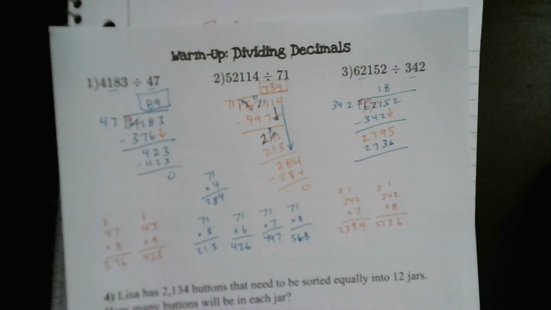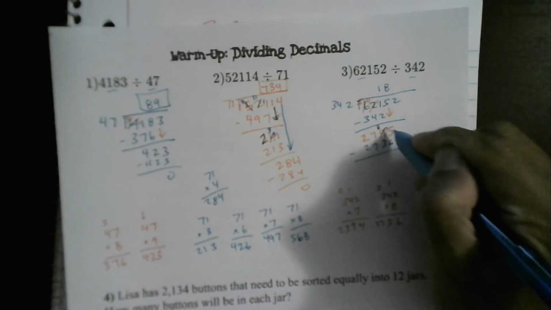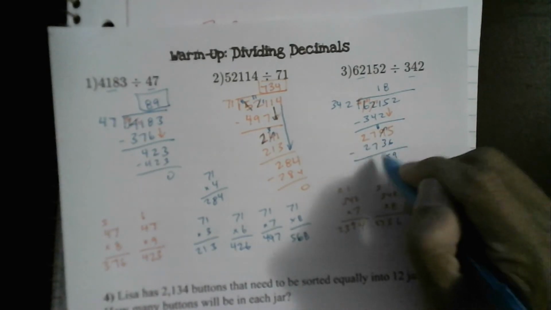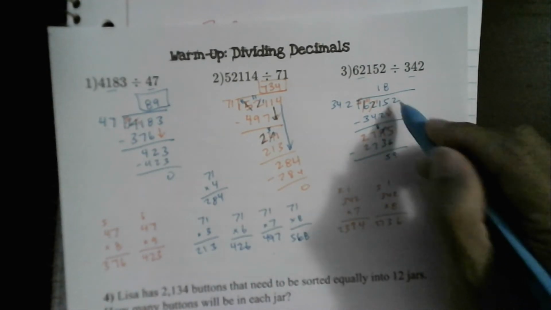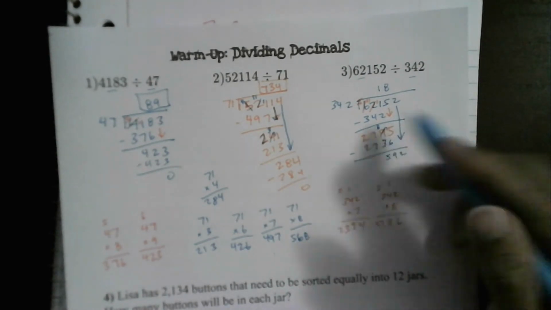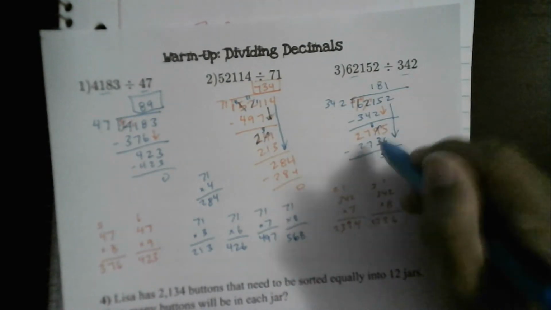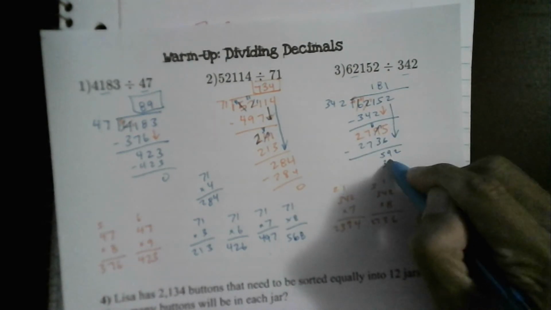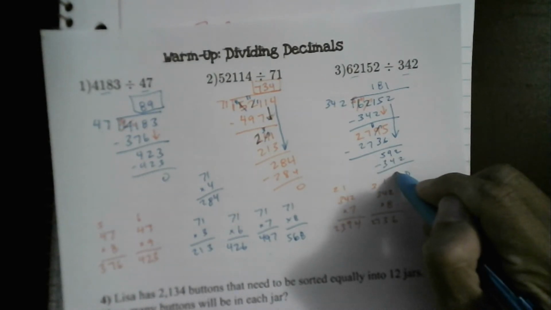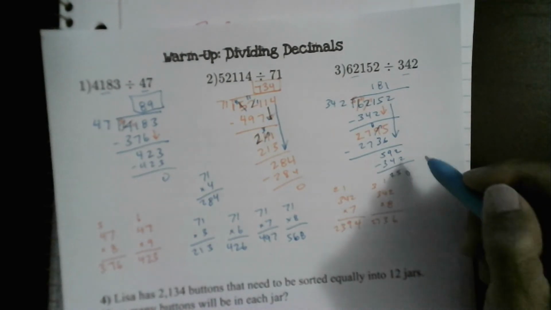If you subtract that, borrow 1 from here, you're left with 8. 15 minus 6 is 9. 8 minus 3 is 5. 7 minus 7 is 0. 2 minus 2 is 0. So 59. Bring down that 2. We have 592. How many times does 342 go into 592? It can only go in once. And 592 minus 342: 2 minus 2 is 0. 9 minus 4 is 5. 5 minus 3 is 2. So you're left with 250.